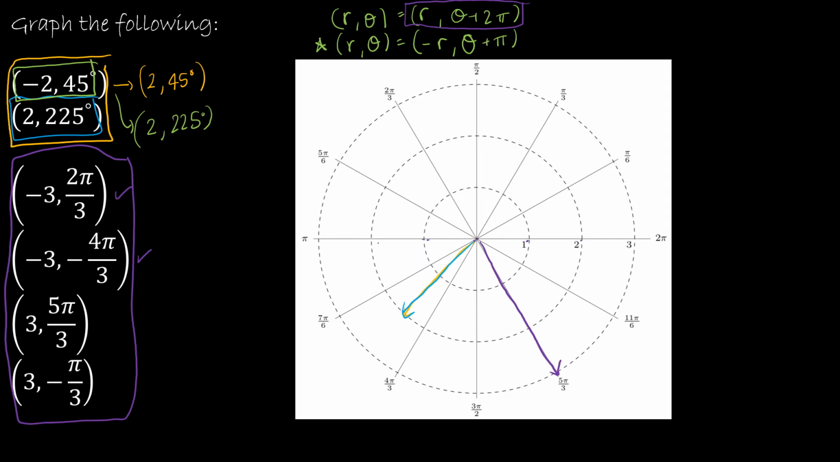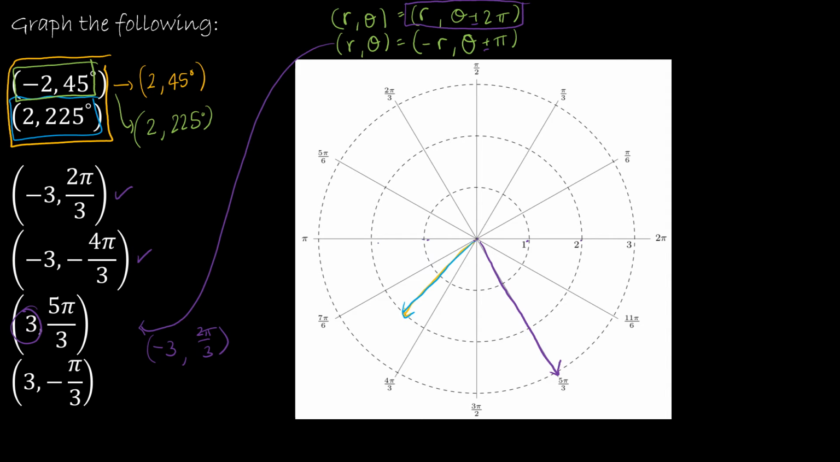Now let's take a look at (3, 5π/3). Well, we hopefully can already see that if I use this one, I can change this to negative. So now that's -3, and instead of 5π/3, I can add π, or I can take away π, so this could really be plus or minus. If I take π away from that, that's 2π/3, which is exactly what I had graphed the first time. So again, let's just verify that that is the same position. (3, 5π/3) would be right there.